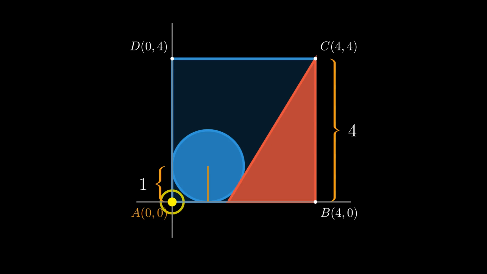To solve this, let's place the figure on a coordinate plane, with the bottom left corner at the origin. Since the circle is tangent to both axes, and we know its radius is 1, we can deduce its center, O, is at the point (1, 1).